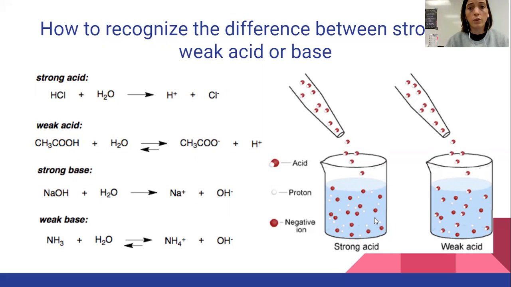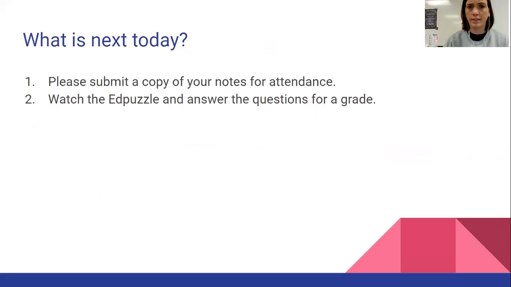Okay, so hopefully today you're starting to understand the pH scale a little bit better. Again, you're going to be watching one more video over that. Let's see how to recognize if something's an acid or a base. Acids start with hydrogen, bases end in hydroxide. And then how to tell the strength or concentration of an acid or base.